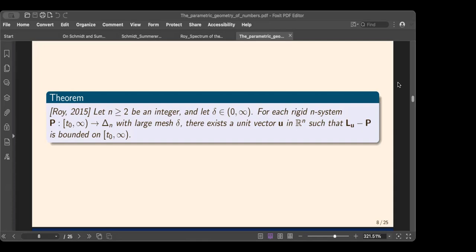Okay. Well, then another question to you. Is it true that this theorem, which is now on the screen, and the next one is simply in some sense a limit version of this theorem? The next theorem is also due to Roy. Yes.